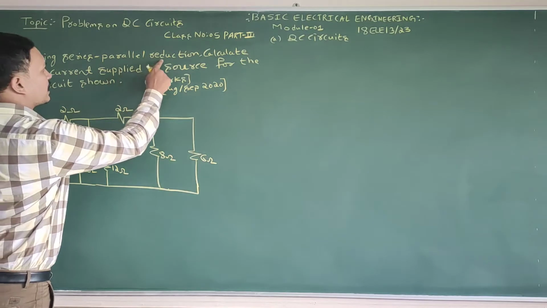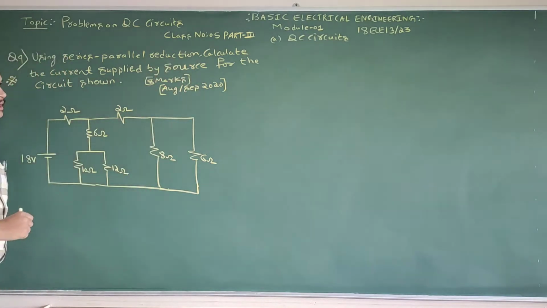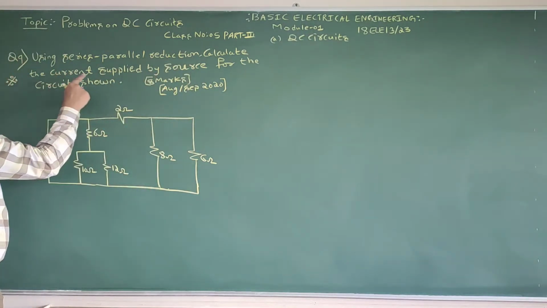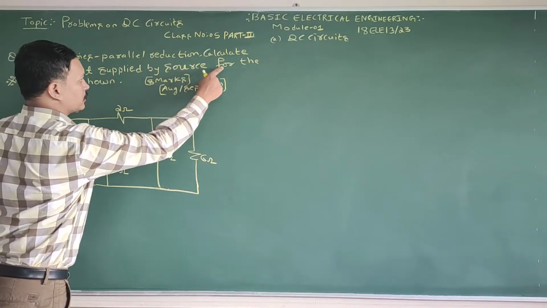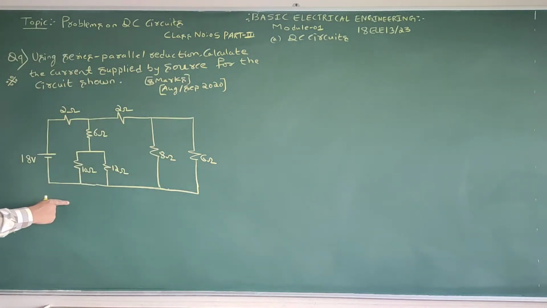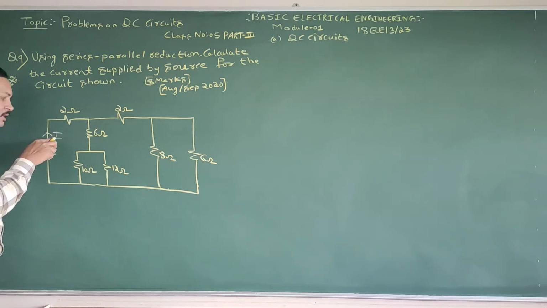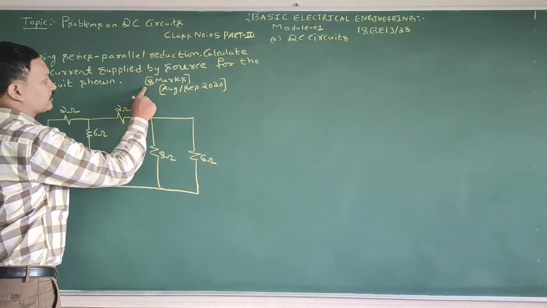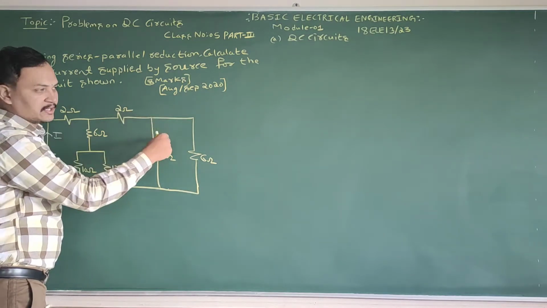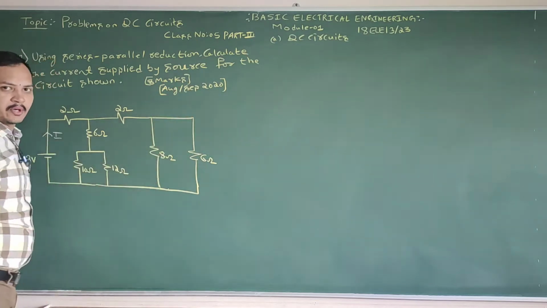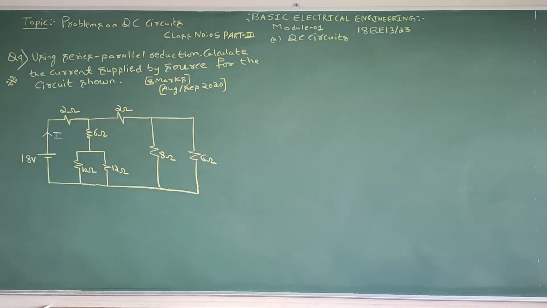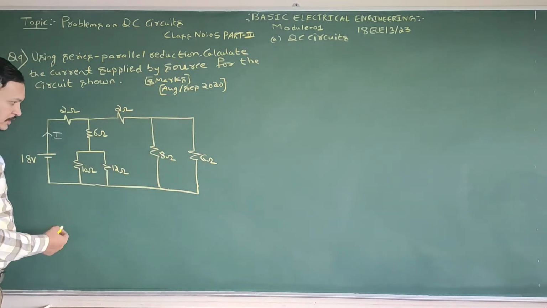Using series parallel reduction, calculate the current supplied by the source for the circuit shown. You should calculate for the given circuit what current is going to be supplied by the source. This value of current you should calculate. This question was asked for 8 marks in a recent exam, August September 2020. Let us solve this problem.